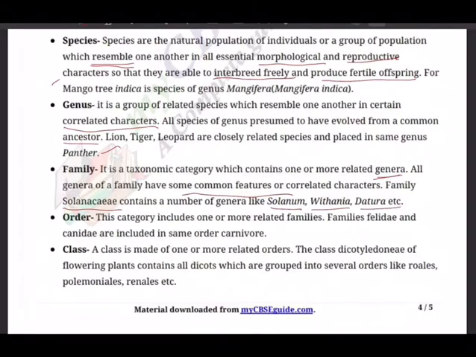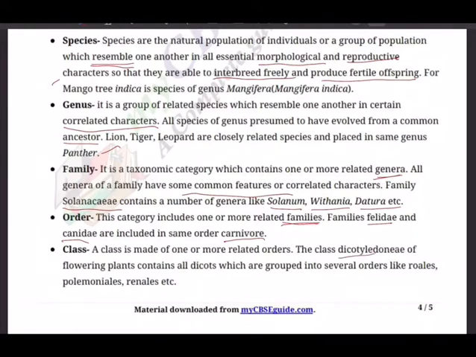This category includes one or more related families. Many families will be under an order. So families Felidae and Canidae are included in the same order, Carnivora. Now class. A class is made up of one or more related orders. Many orders will be in the class.